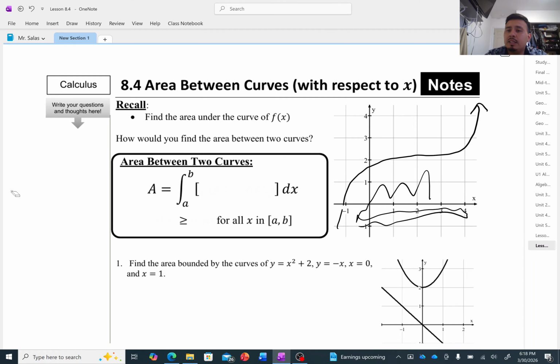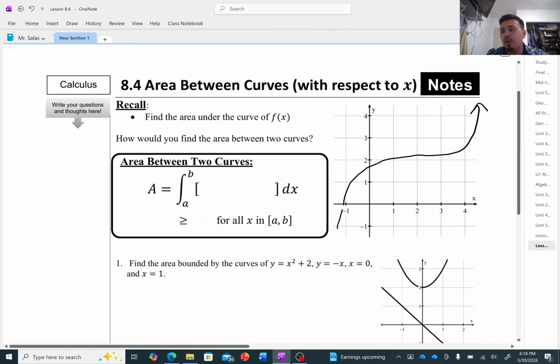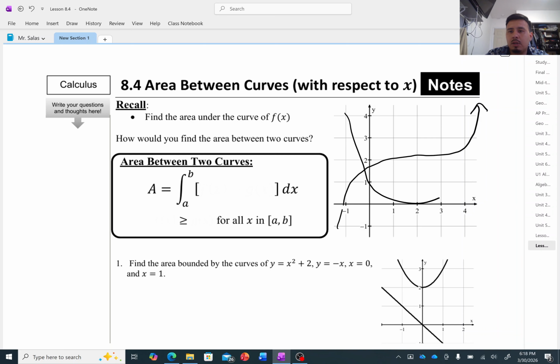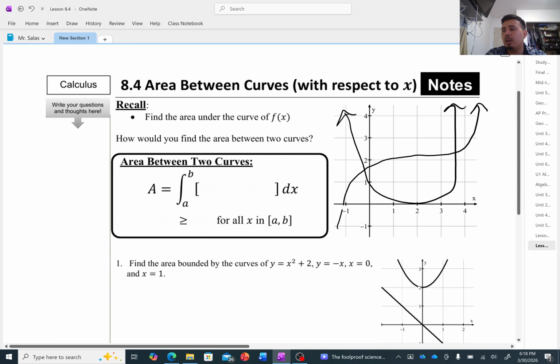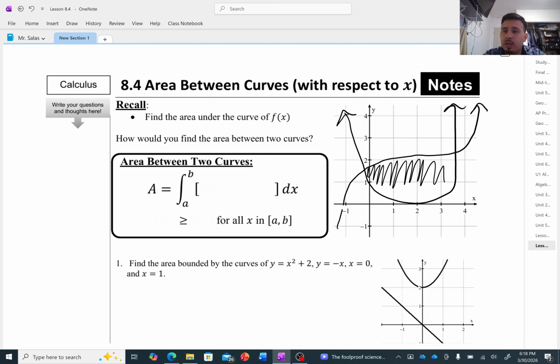But let's say I have my first curve, and now I introduce a second curve. In this case, that second curve, let's make a parabola. Let's say that that's my parabola. In today's lesson, we want to find the area between these two curves, between these two graphs, okay? So that's what we're going to be looking at in today's lesson, okay? So how would we find such an area?